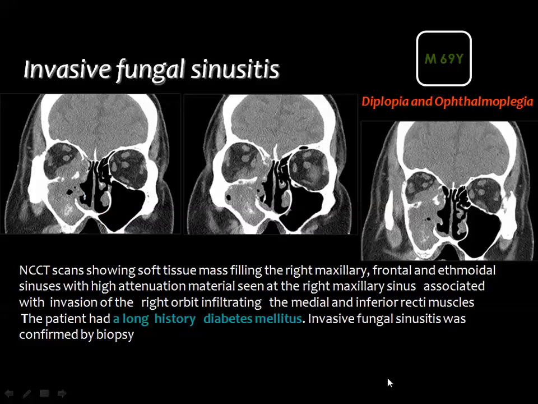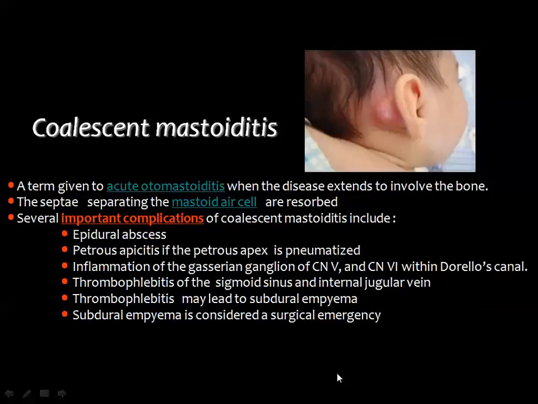In this patient, who is a diabetic patient, presented by diplopia and ophthalmoplegia, the CT scan in the coronal plane showed a mass in the maxillary sinus, and in the right ethmoidal air cells, and this lesion is extending inside the orbit through the destructive changes of the medial orbital wall. And this lesion was confirmed by biopsy to be invasive fungal sinusitis.